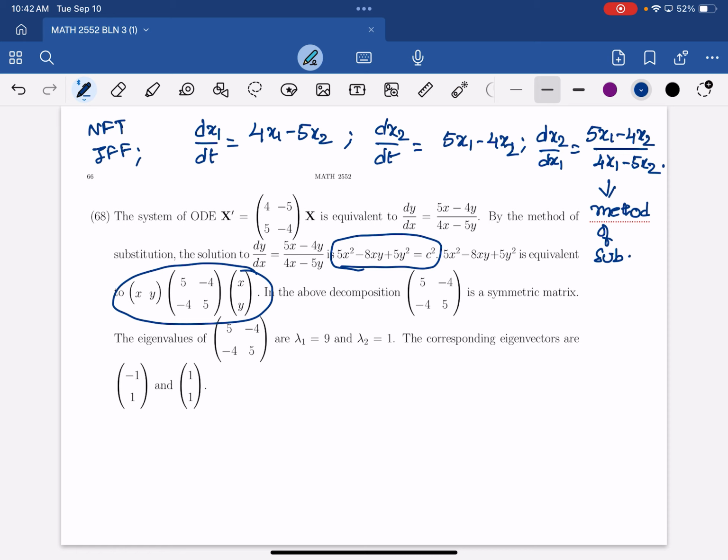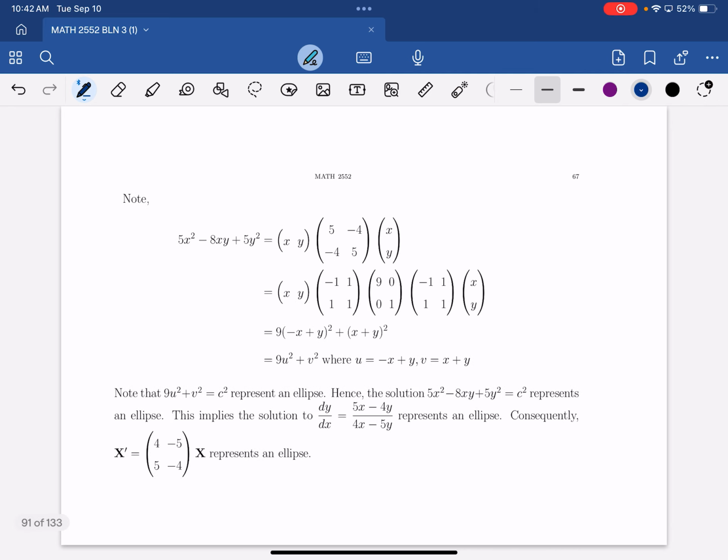Now I'm just hand waving a lot of details, okay? I have 5 minutes. This is not for the test. This is just to make ourselves feel good. So that's what it is. But then if I have the matrix 5, -4, -4, 5, it is diagonalizable. The eigenvalues are 9 and 1, and the corresponding eigenvectors are these.